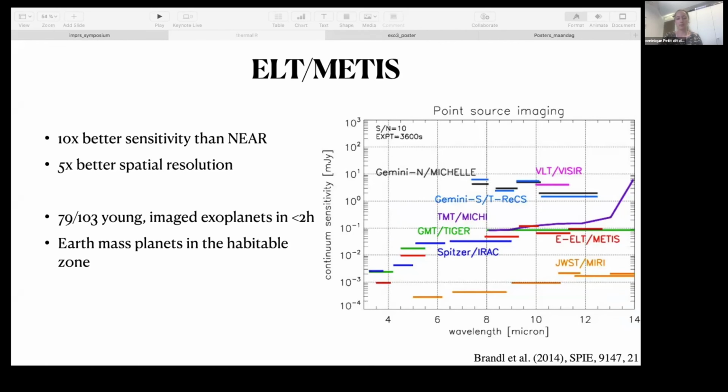And that bit is going to be very important if we're going to continue to look for planets, because if these planets at large separations are rare, then we need to get closer to the star, and for that we're going to need the better spatial resolution. With METIS, we will be able to observe 79 out of the 100 or so young previously imaged planetary mass objects in less than 2 hours. So that's really going to be a huge improvement. Additionally, with this new sensitivity and spatial resolution, Earth mass planets in the habitable zone actually become available.